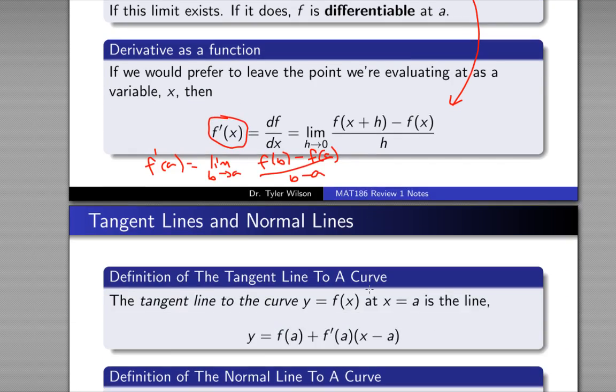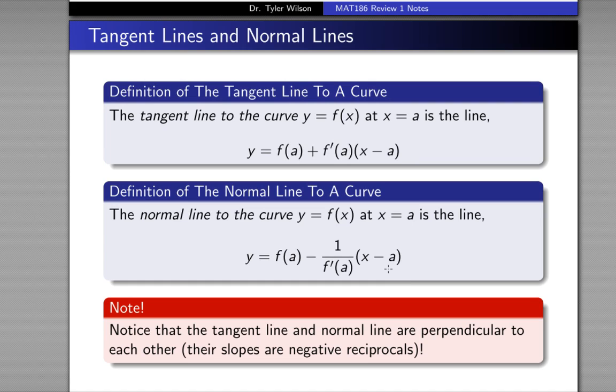What are they good for? You guys have seen this before, definitely. Tangent lines and normal lines. The tangent line to a curve y equals f of x at x equals a is the line y equals f at a plus the derivative at a times x minus a.